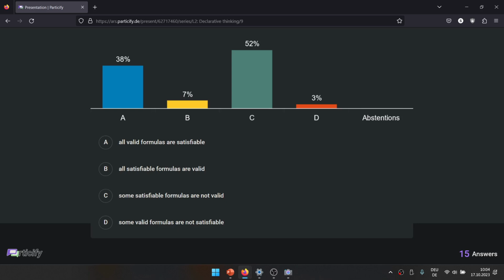Then, some satisfiable formulas are not valid. To demonstrate this, you would need to find one formula which is satisfiable and still not valid, which we just had: the formula P, right? P as a formula is satisfiable, but not valid. So this one is true. And then, some valid formulas are not satisfiable. This would basically mean unsatisfiable, right? But that's false, because if the formula is valid, then any possible assignment to the variables makes it true. So any possible assignment satisfies it. So of course it must be satisfiable.